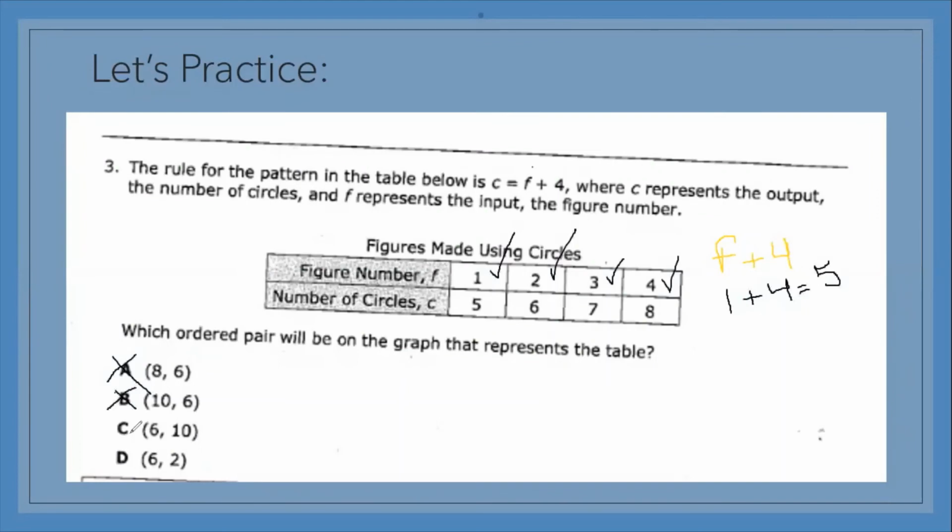Good. 6 plus 4, is that 10? Yes. All right, let's check our last one. 6 and 2, does it work with our rule? Yes, but we already did that. No, we did 2 and 6. Oh yeah, that's backwards. Yep, it's backwards, so X and Y are reversed there. So good, our answer is C, 6 and 10.